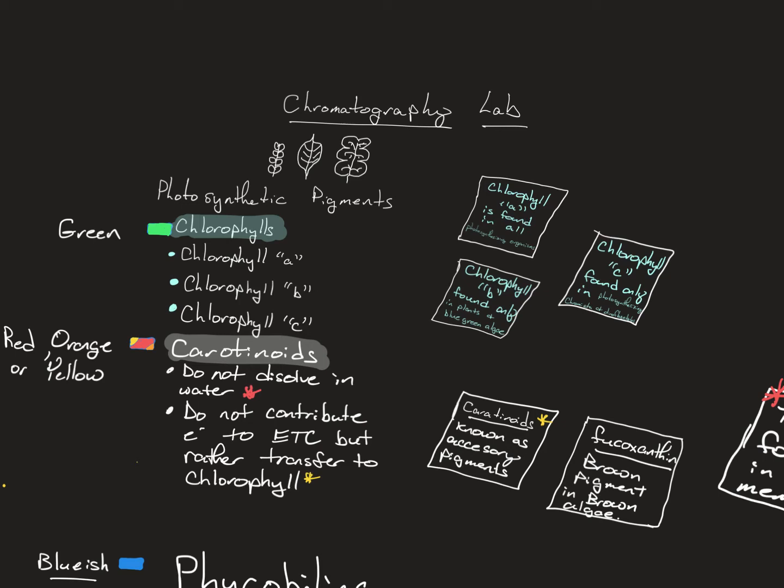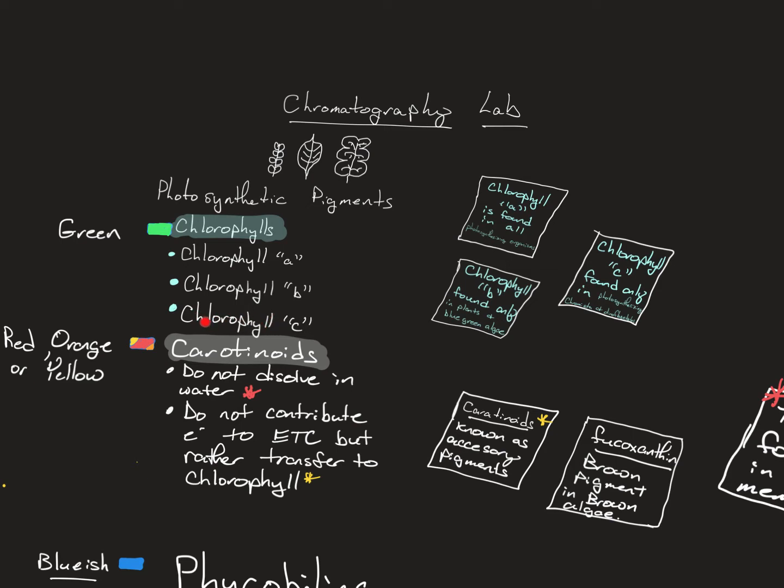So when we're doing the paper chromatography lab, we're going to be looking at different pigments. You're going to be discovering different pigments when you do your paper chromatography. The green pigments are going to be either chlorophyll A or chlorophyll B. Chlorophyll C is not found in plants.